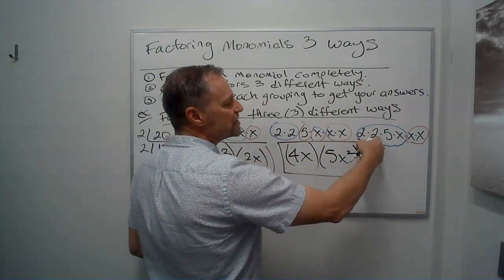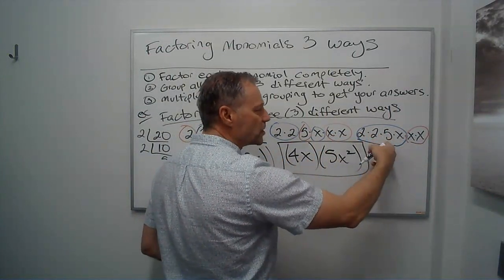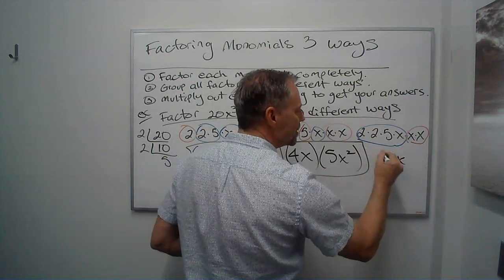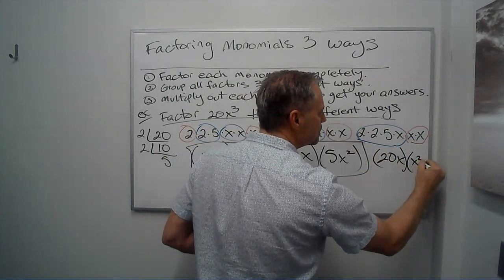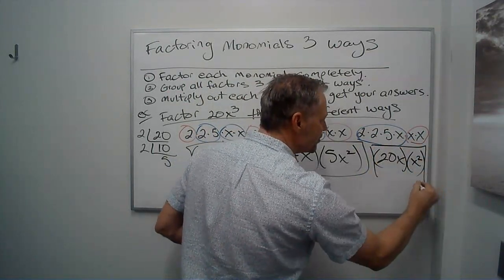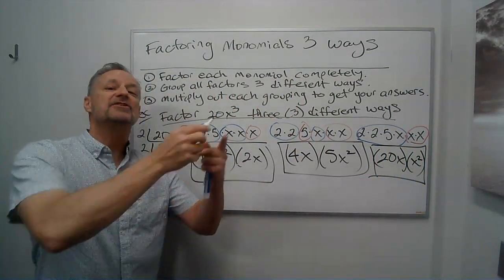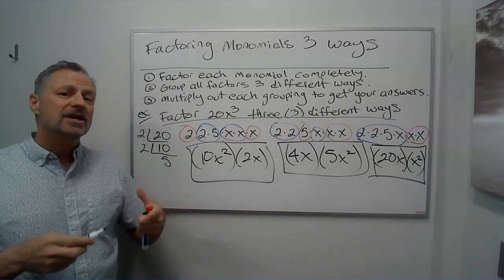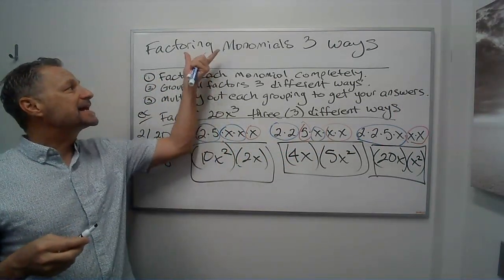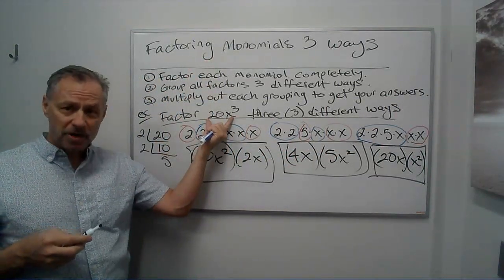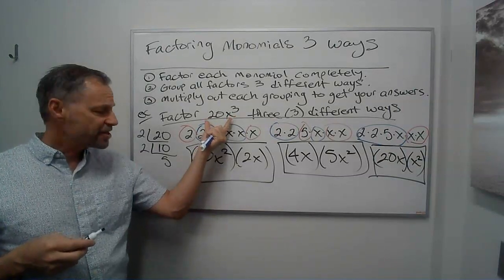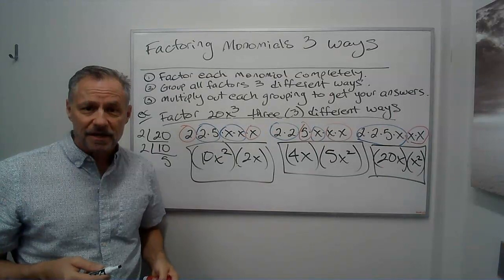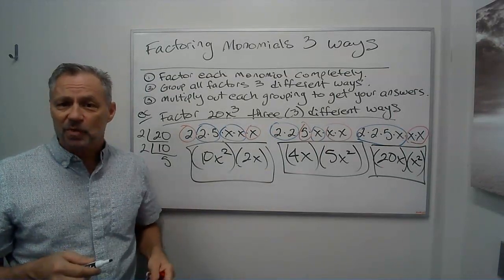And this time, 2 times 2 times 5, well, that 2 times 2 is 4 times 5 is 20x. And then times x squared. So that's a third way to group these. Obviously, there's more ways to group these. But here's 3 different ways to show I can factor this monomial, 20x to the third, 3 different ways. Here's 3 of the possible different ways. These all work. There's other ways as well.